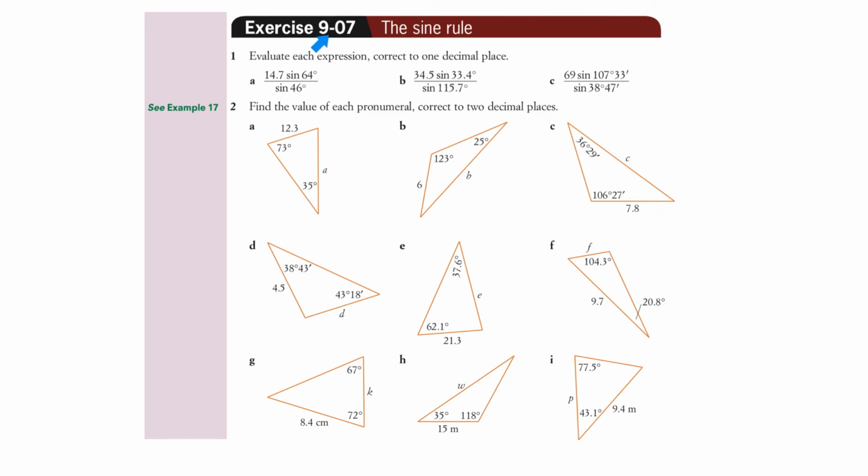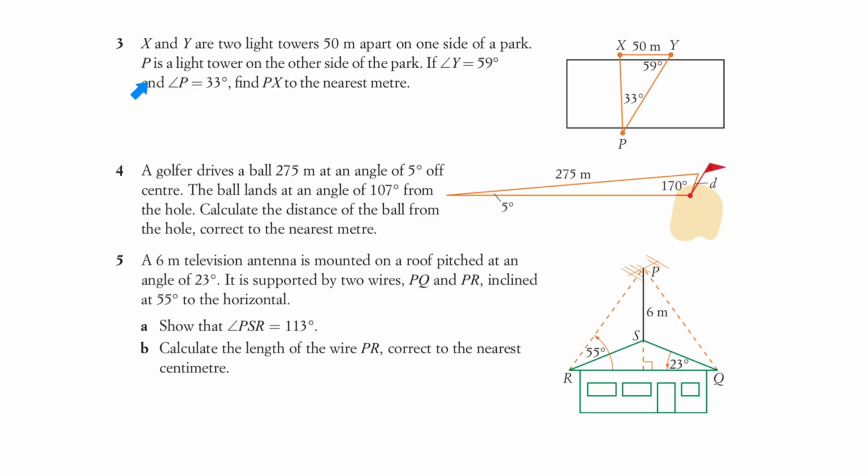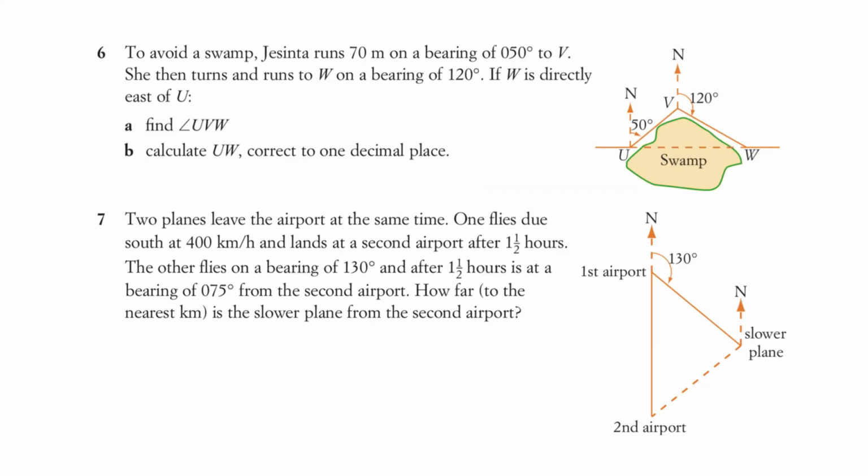Okay, so now exercise 9-07 is on the sine rule. It's easy in maths when they tell you what rule to apply, and all of these here you apply the sine rule. Similarly, 3, 4, and 5, we know it's going to be using the sine rule. Now, in a normal test, you wouldn't know. You'd have to look at what information they give you and decide whether you should use the sine rule or not. More questions here, 6 and 7.